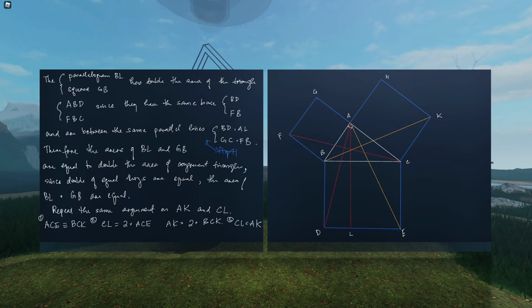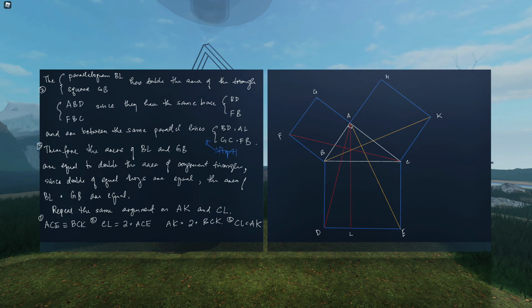I'm being slightly sloppy here, because it's essentially the same argument as what we had earlier. One was the congruent triangle bit that Dan did. This, CL equals 2 times the area of ACE, is really what we've done over here. And 3 is this part here, talking about how doubles of equal things are equal.